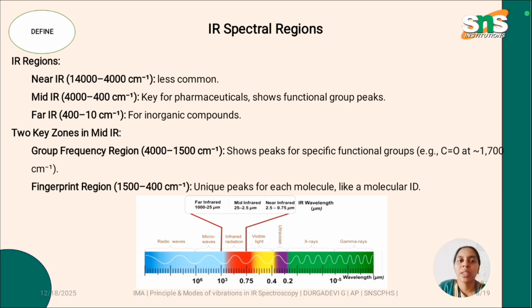The group frequency region is from 4,000 to 1,500 centimeter inverse. It shows peaks specific for functional groups, for example, C double bond O at 1,700 centimeter inverse. And the fingerprint region is from 1,500 to 400 centimeter inverse. It shows unique peaks for each molecule, like a molecular ID.